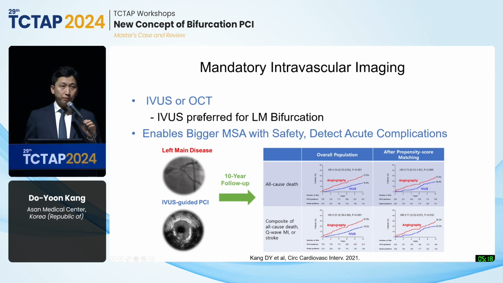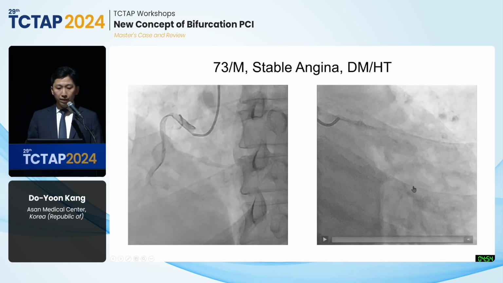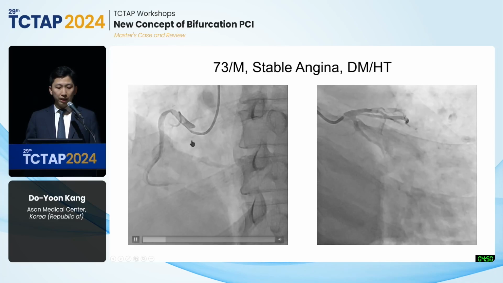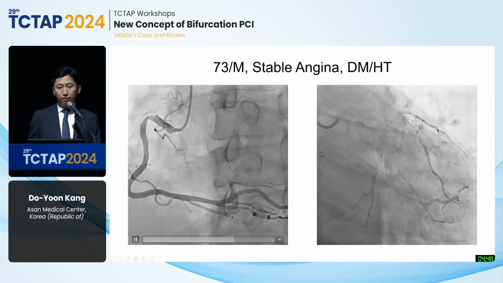And for two-stent bifurcation technique, I use intravascular imaging mandatorily, IVUS or OCT. It enables a bigger minimal stent area with safety and detects acute complications. In the left main 10-year follow-up study, even the very long-term outcome was better in the IVUS-guided PCI group compared to the angiographic-guided PCI group.